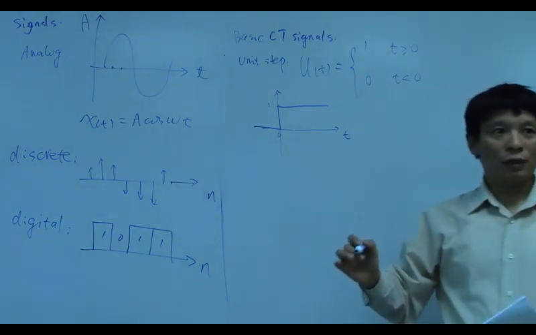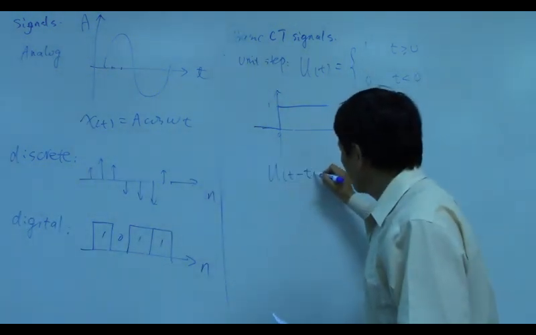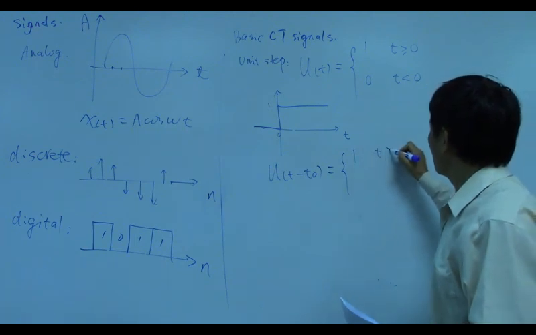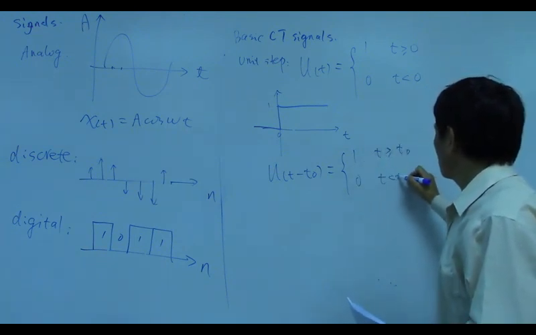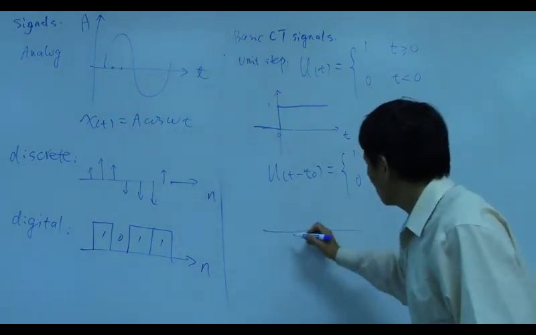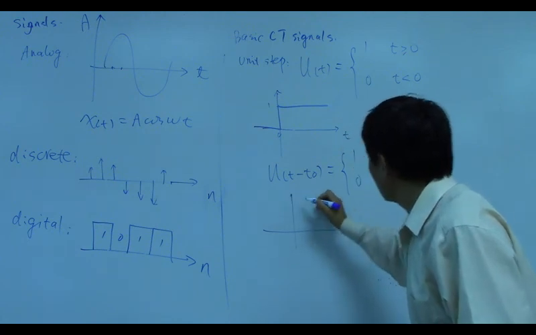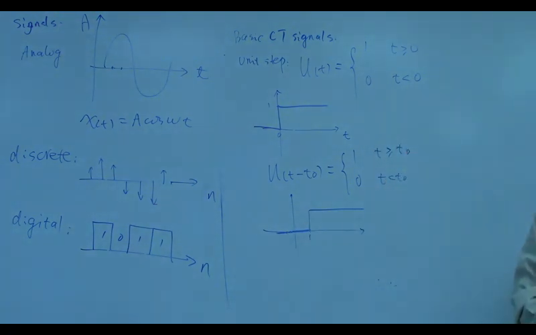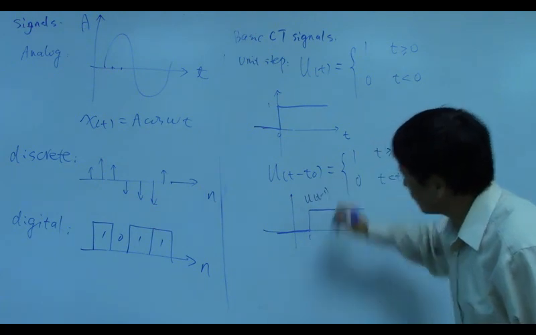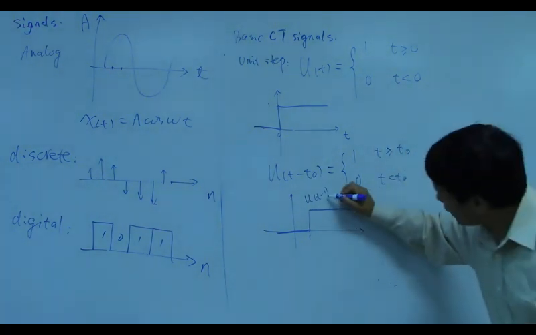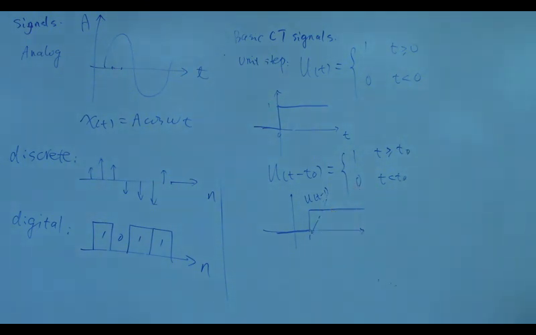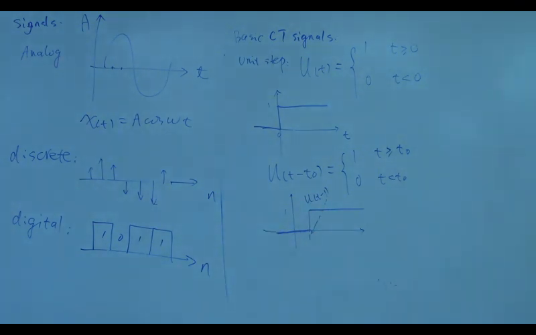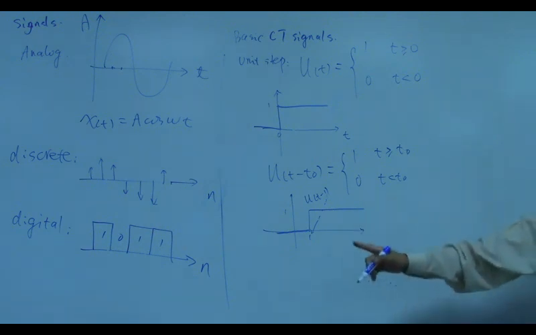I have a delayed version of a unit step. So for example, u(t minus t0). This one will be equal to 1 when t is greater than or equal to t0, and 0 when t is less than t0. One example is like this. So for example, t0 equals 1. This is 1. It's like this. This one will be u(t minus 1). So u(t minus 1), this 1 minus 1 is here. It equals 1 for t greater than or equal to 1 and equals 0 to the left. So that's called the delayed version of u(t).